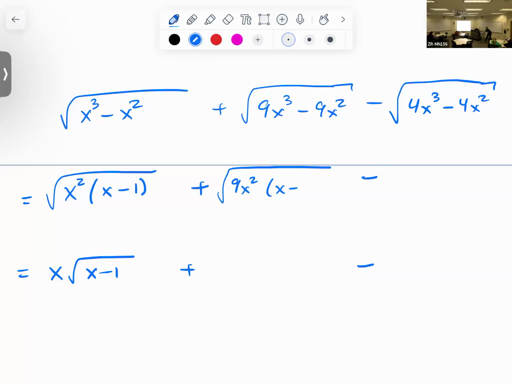9x squared. Right, they both have a 9. And then once again, square root of 9x squared. Square root of 9? 3. Square root of x squared? X. So the first term, the x squared, square root of x minus 1, because you pull out 2x.